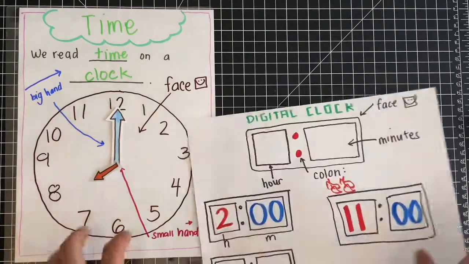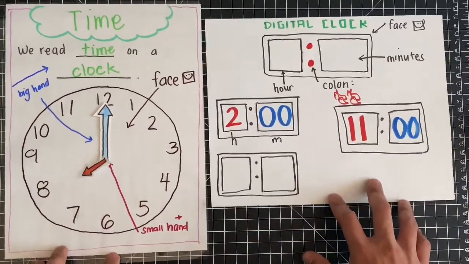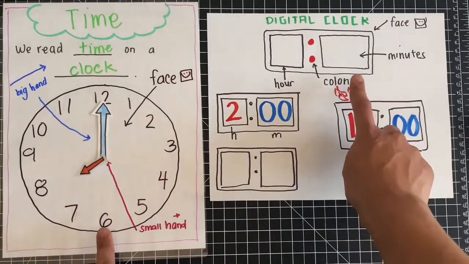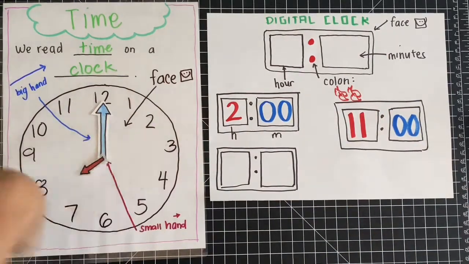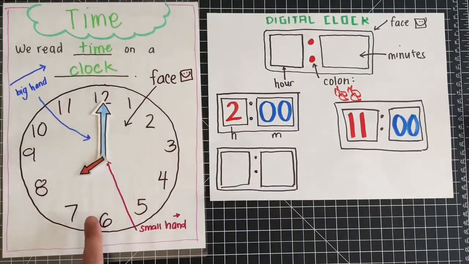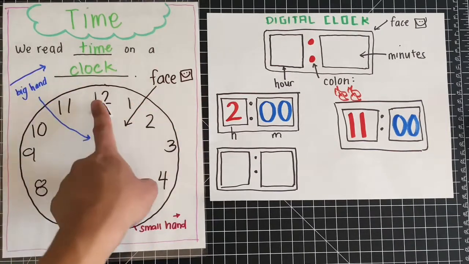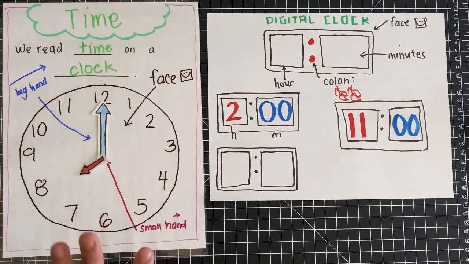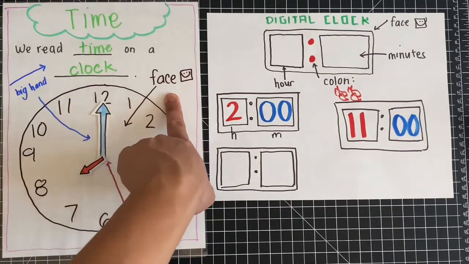Remember, all week we've been talking about time, and we read time on a clock, and there are two kinds of clock. What's the name of this kind of clock? It's called an analog clock. Remember, an analog clock has the numbers that go all the way around the face. All right, let's talk about an analog clock first. Now, the shape of the clock is called the face.